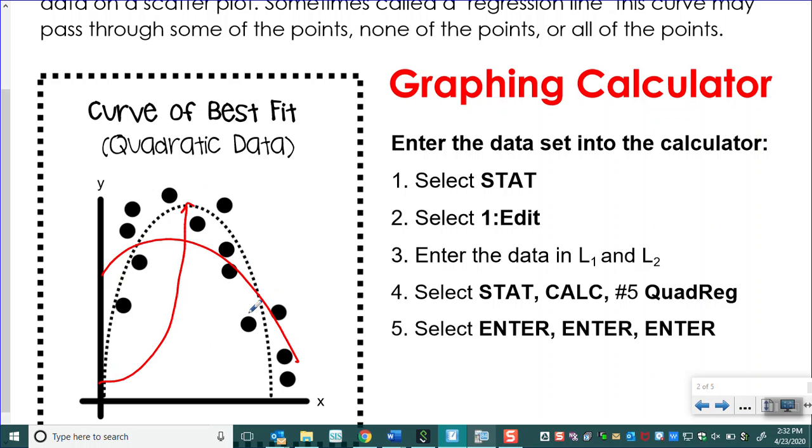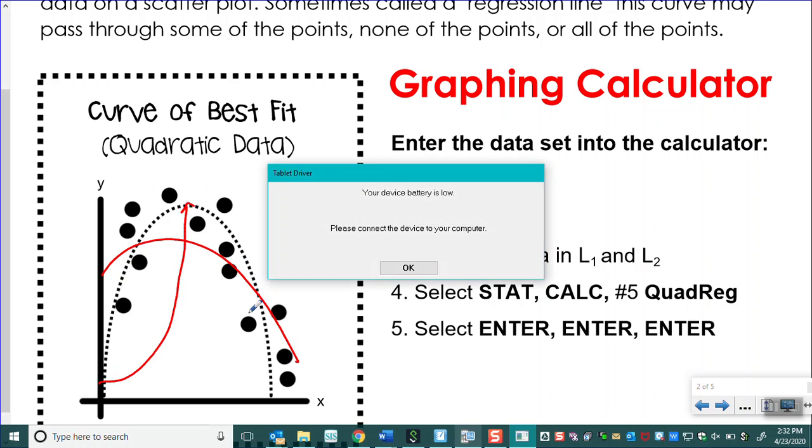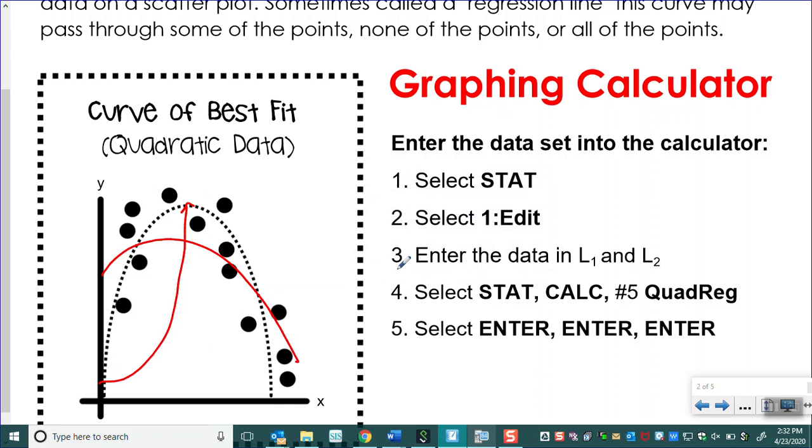Remember that the most important thing to start off with is checking the scatter plot so that we know which type of data we're looking at, because now we're going to have either linear or quadratic, and we want to make sure that we use the best model. So here are our steps that we're going to use when we use the graphing calculator, the handheld. And these steps are exactly the same as what we did before.